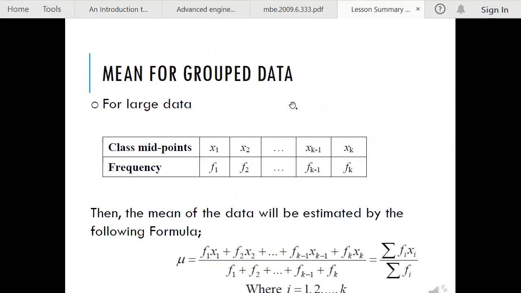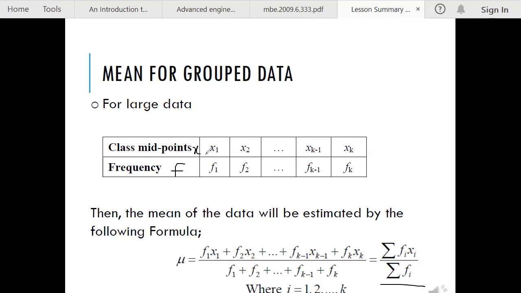Yeah, so for grouped data sets, the key thing we should take note of is that our X is the class midpoint. Okay, good. So we'll look at an example, and the formula for that is the summation of f times x. The frequency is your f, and your midpoints are your x.